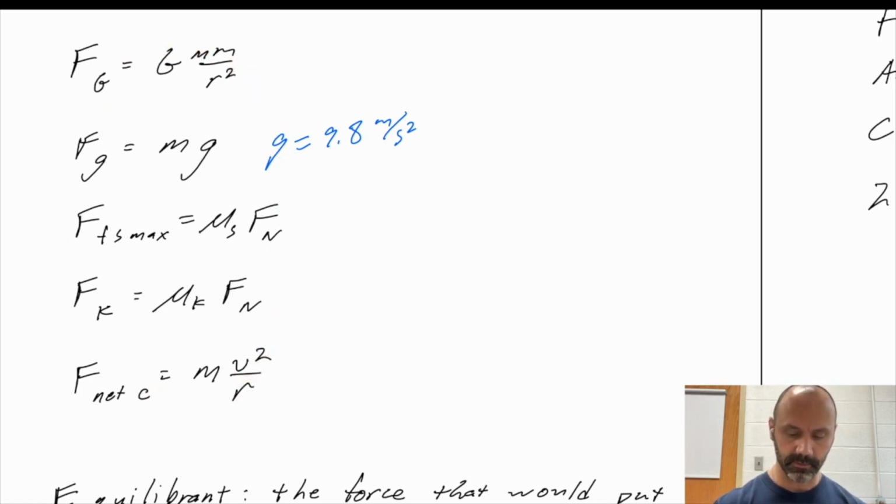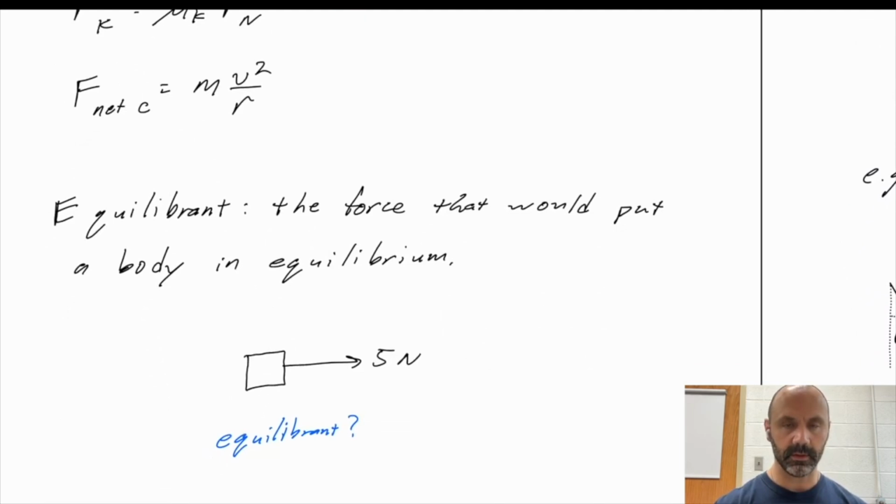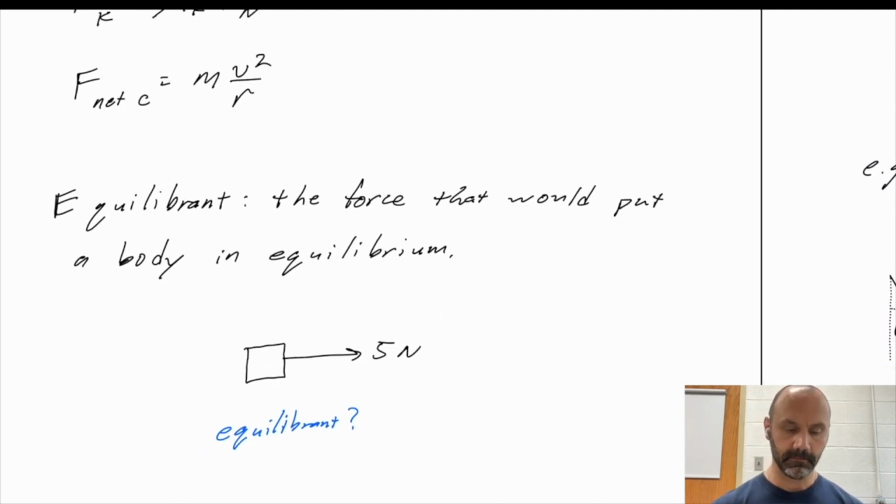But for now, in Unit 2, one term that it's important to know is the equilibrant. The equilibrant is the thing that puts a body into equilibrium. So for example, if there's a random object that has a 5 Newton force on it, the equilibrant would be 5 Newtons in the opposite direction. In other words, it's the force that would make that thing in equilibrium, that would make the net force 0.